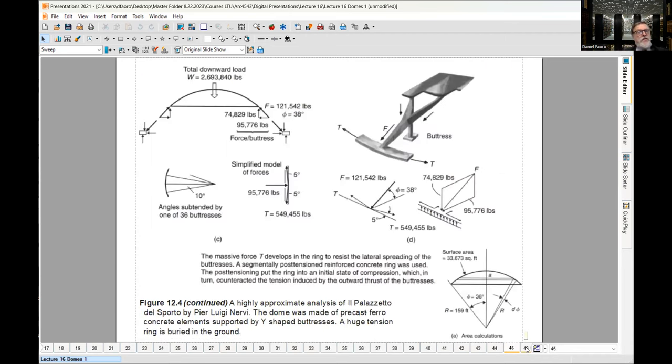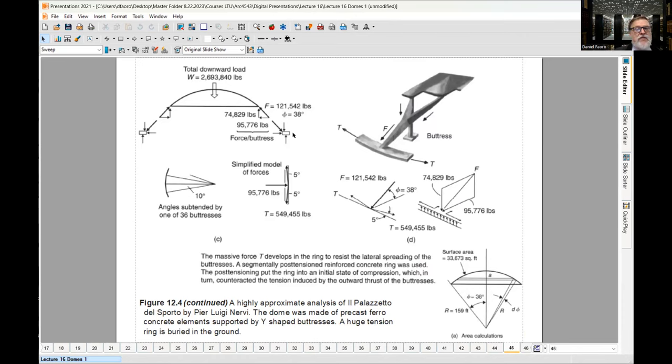And so these are sort of the dome statics calculations that were done to analyze it. The total downward force is 2,600,000 pounds. My reaction forces, at the ring condition up above, would be 97,000 pounds in stress. And this is the thrust that has to be taken.